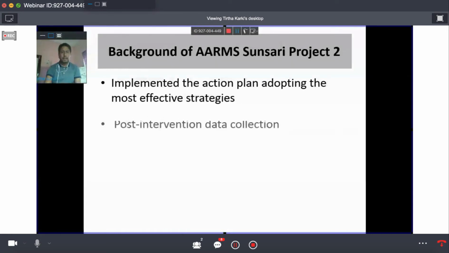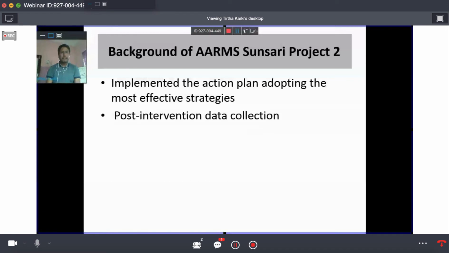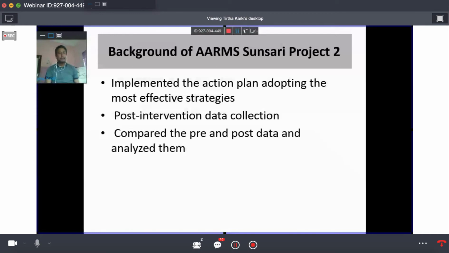After that, they had post-intervention data collection. It means that when they implemented the strategies to solve the problems they were facing in their classroom, they again collected the data, and they compared the data collected before the intervention and after the intervention, and they analyzed the data.